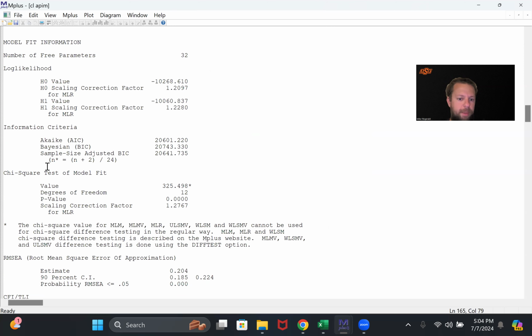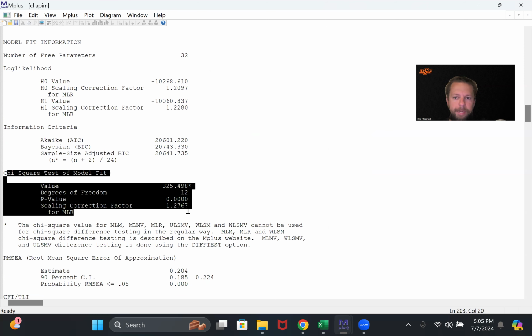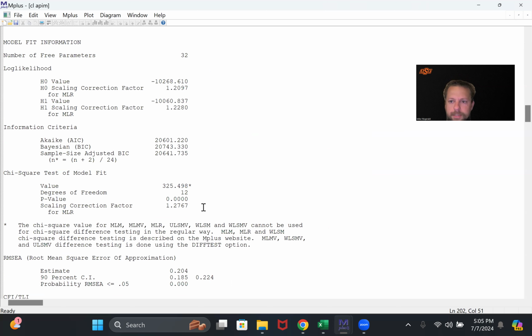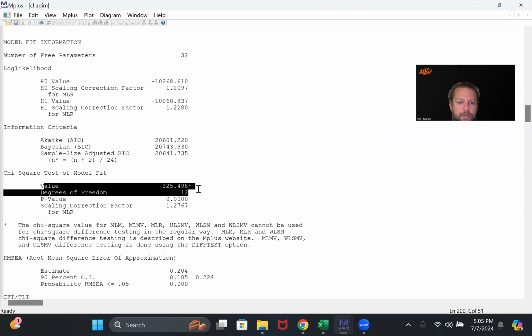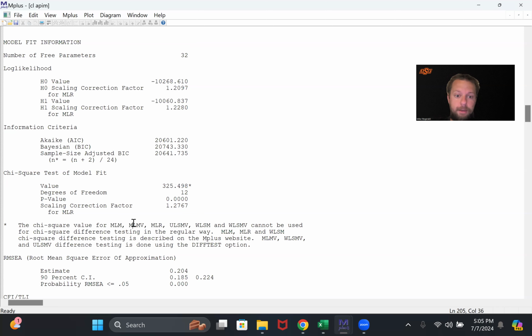And we scroll down and we notice, oh boy, this is not looking good. We have 12 degrees of freedom, and we have a just monstrously significant chi-square test. Sometimes you'll see good fit measured by the chi-square divided by the degrees of freedom. Some people have said values below 5, some people have said values below 3, below 2. Either way, we have blown that out of the water. We're at almost 30. So this is just a terrible fitting model.